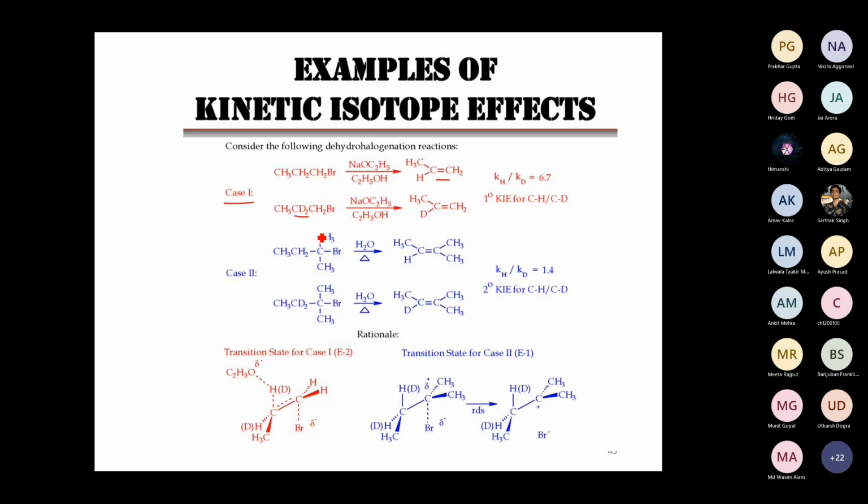You are replacing the CH2 of the middle carbon atom with CD2. This CH2 you are replacing with CD2. Okay, same reaction. So what will be the product? It will also be propene, but the middle carbon will have the CD bond. So kH by kD, the value is almost close to 6.8.